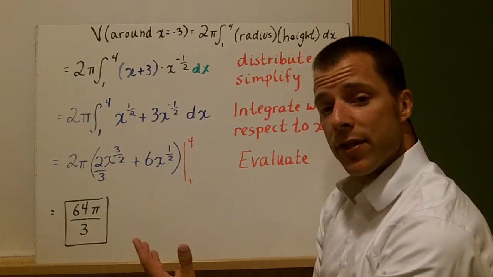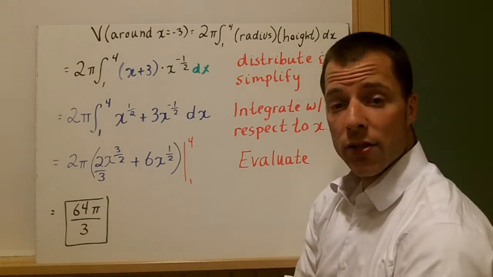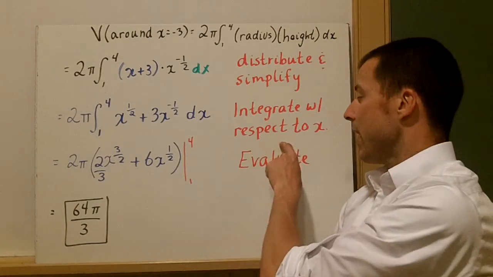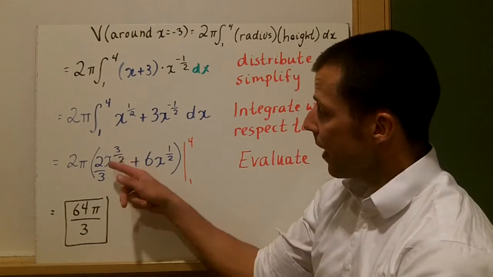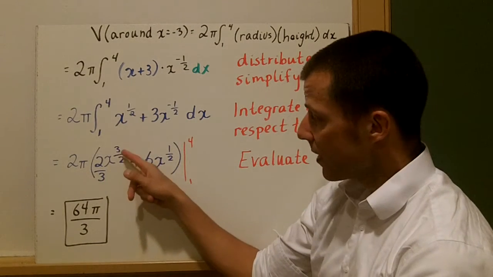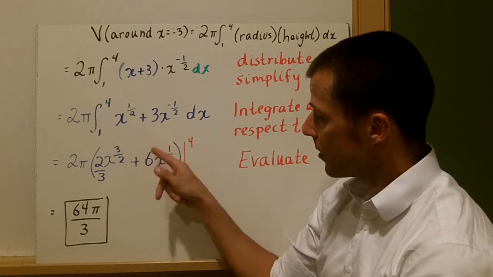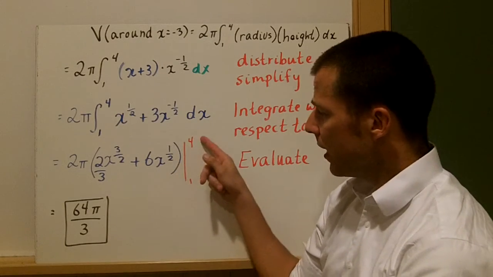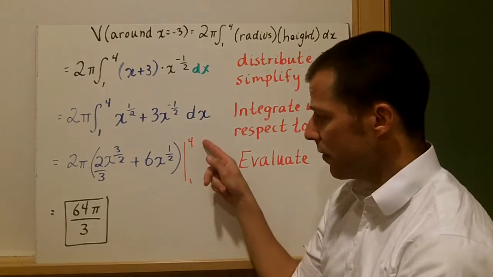Now that I have the simplified form, all I need to do is integrate with respect to x. So let's go ahead and do that. When we integrate x to the 1/2, we get 2/3 x to the 3/2, plus we're going to have 6x to the 1/2. And then again we have to evaluate that from 1 to 4.